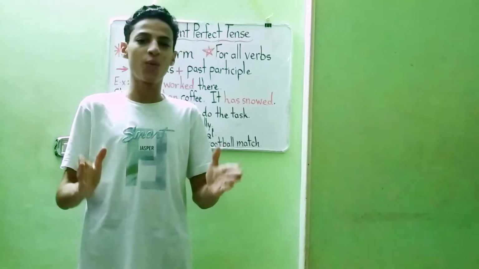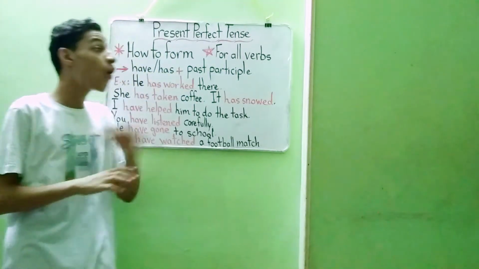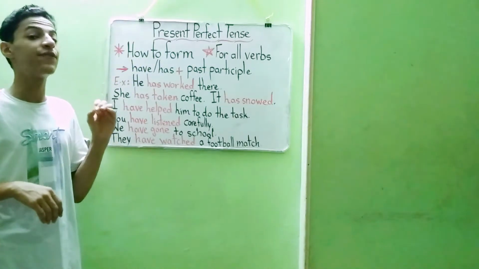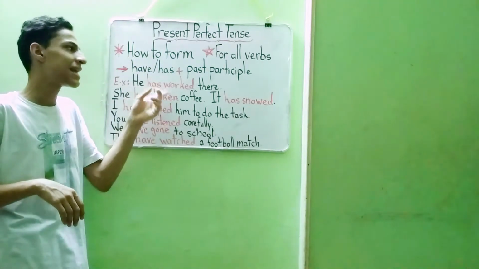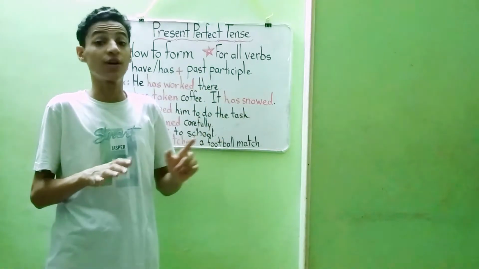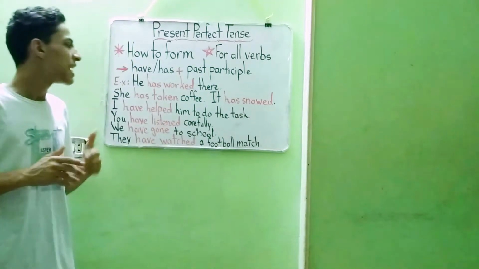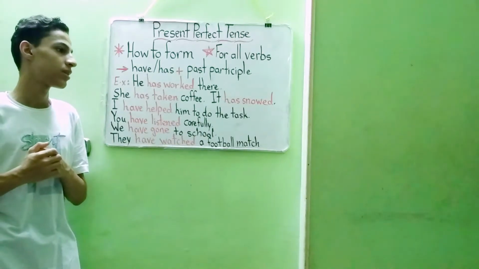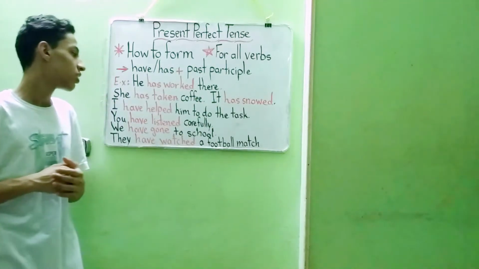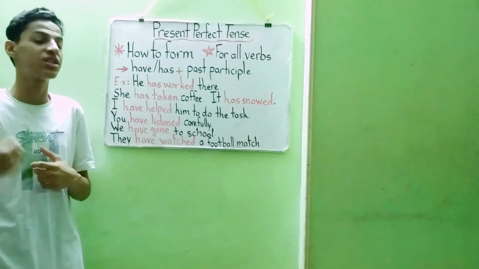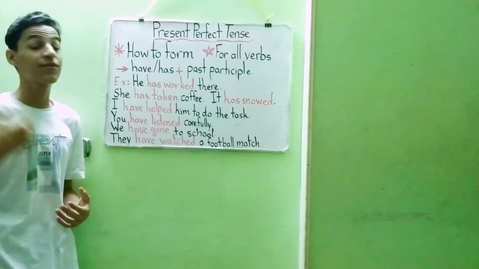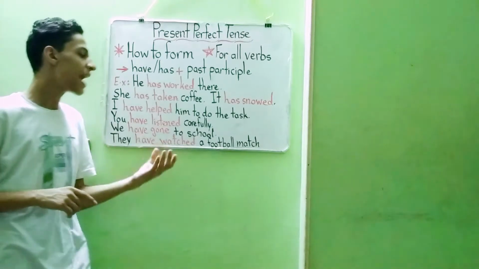Now, how to form the present perfect. For all verbs, regular and irregular, we use the auxiliary verb have or has and the past participle of the verb. For example, he has worked there. She has taken coffee. It has snowed. I have helped him to do the task. You have listened carefully. We have gone to school. They have watched a football match.